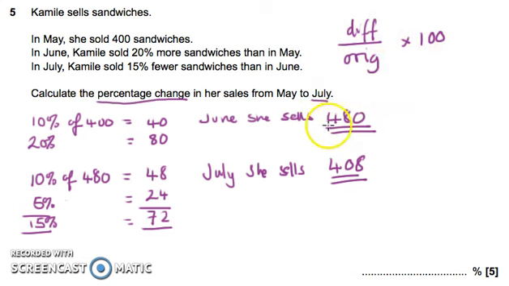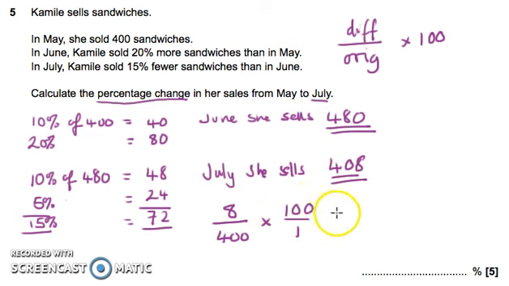So if I'm going to use that, the difference is clearly 8 sandwiches, the difference between 400 and 408. Divide that by the original, which is 400, and then multiply that by 100. So using the rules of fractions, I think is the easiest way to work this one out. So you've got 100 over 1. Any number that's a whole number, you can put it over 1 and it still remains the same number that it ever was.